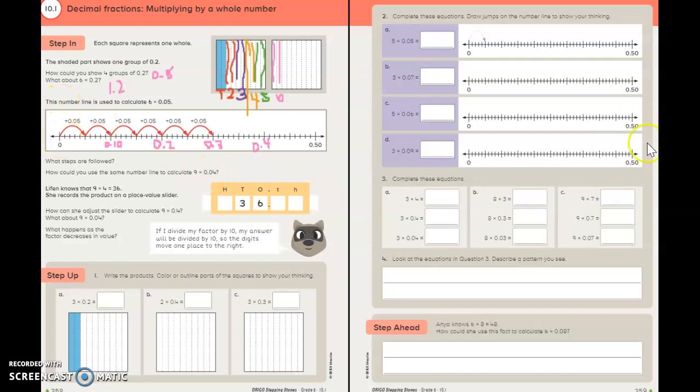So I'm going to change the color again so you can see a little bit better. I'm going to do blue. So 1, 2, 3, 4. Here's my first jump. This isn't going to be pretty, guys.